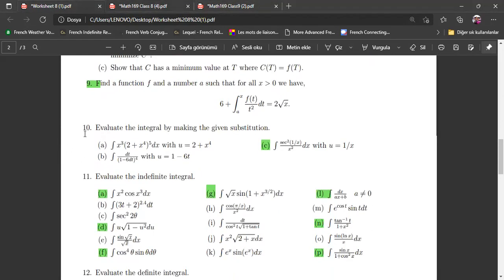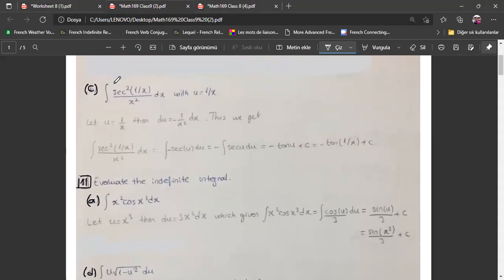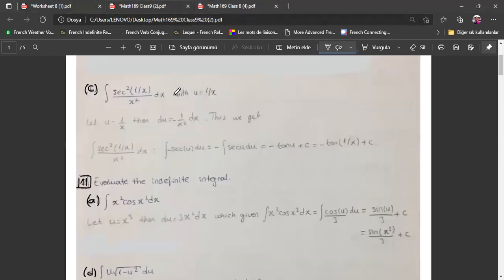All right, now this question 10. So we have this part C. We will solve that integral by substituting this equality. So if u is equal to 1 over x, then du is equal to minus 1 over x squared, right? Now what do we have? We had before this function. So instead of 1 over x, we write u, right?